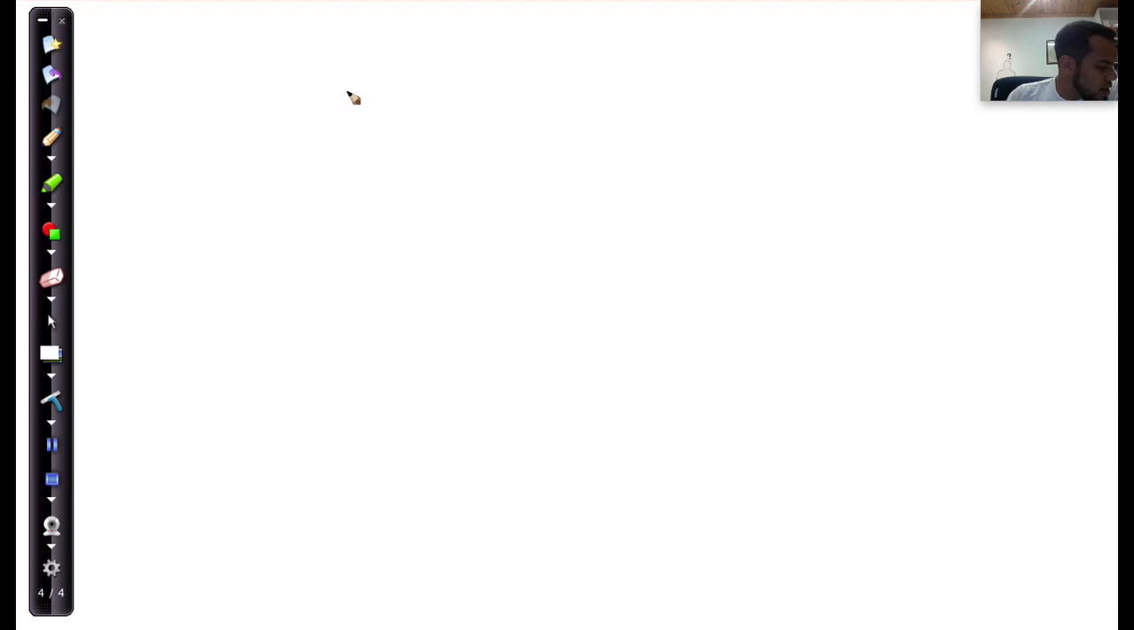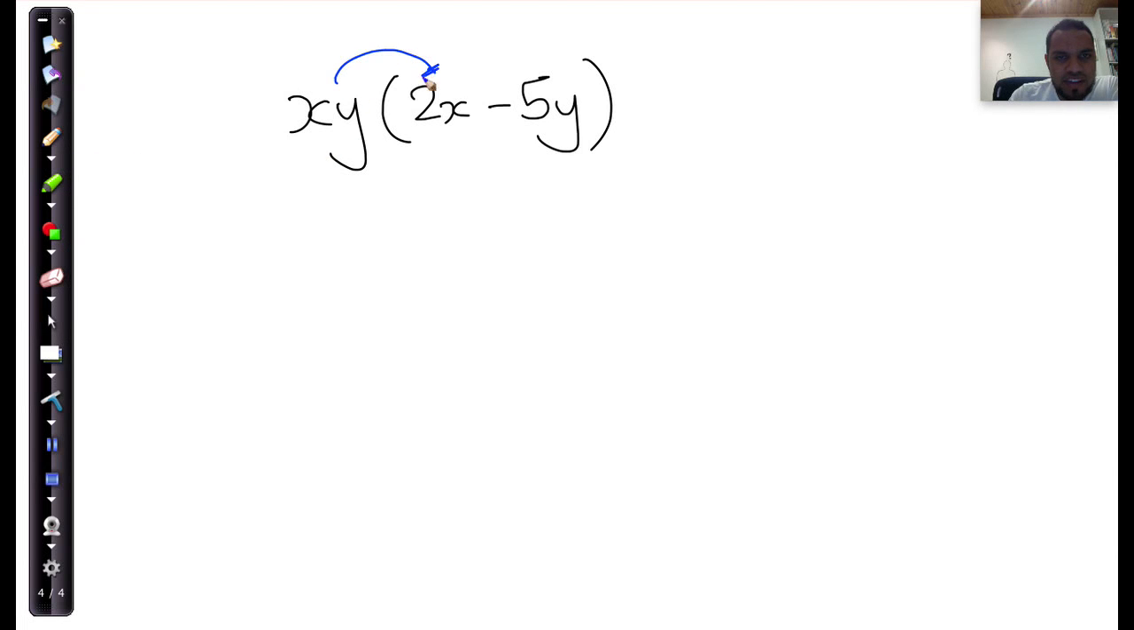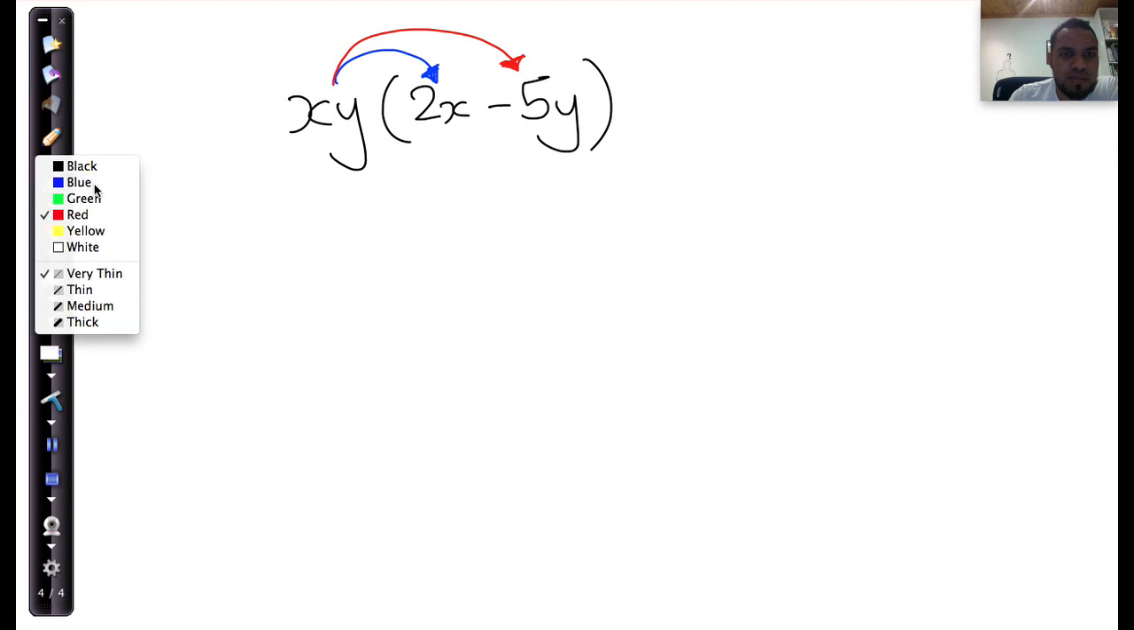Okay, let's take this one. It's x multiplied by y multiplied by 2x minus 5y. And let's see what we can do. I have to take this entire term and multiply it by this thing over here. And remember, when you multiply these things out, they become quite simple. And then the second one, I've got to take that entire term and multiply it by this thing over here. This is called distribution. When you spread things out like this and multiply it out, it's called distribution.